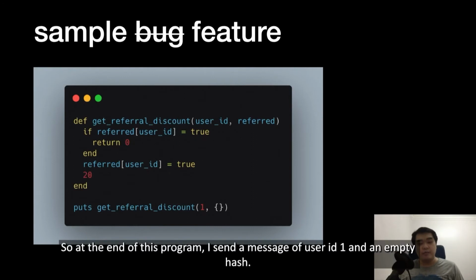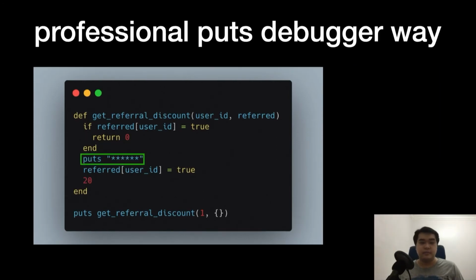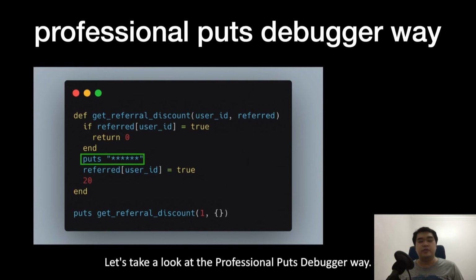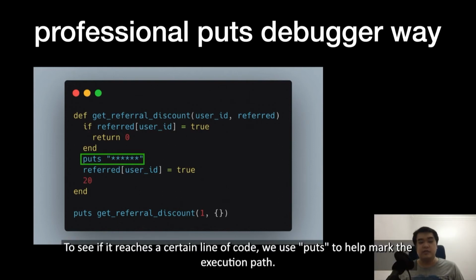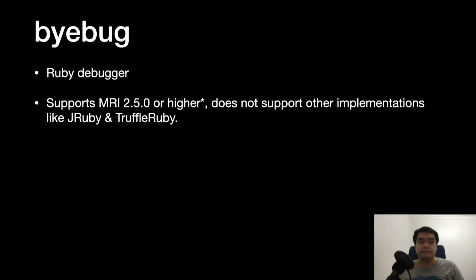So at the end of this program, I sent a message with user ID 1 and an empty hash. I was expecting to get a discount. However, when you run it, it returns 0. Let's take a look at the professional puts debugger way. To see if it reaches a certain line of code, we use puts to help mark the execution path. As we didn't see any similar puts in the output, we know that the code did not pass through there.